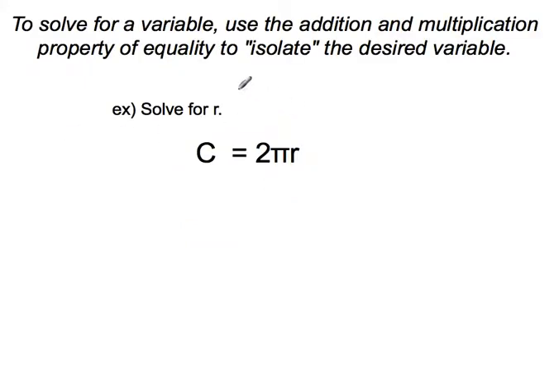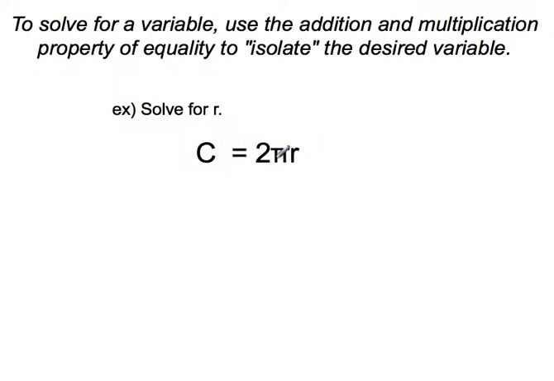All right, so again, the idea of solving a literal equation is to use the addition and multiplication property of equality to isolate the desired variable. So for this example, the desired variable is r. Solve for r means we want r equals something. Currently there's a 2 and a pi attached to the r by multiplication. Hopefully you recognize this equation, by the way. This is solved for c.